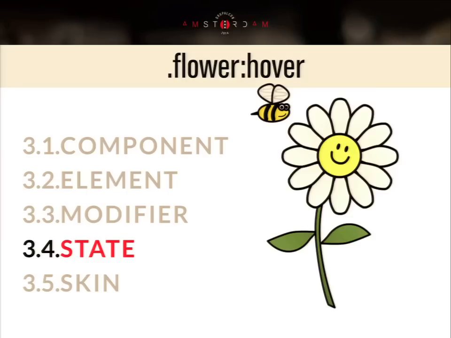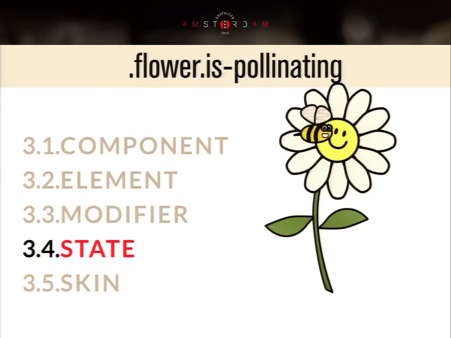In this case, this is when your mouse is hovering over it. The state is actually, there's a couple of different ways that you can have state. This is a mouse state. You can also have a JavaScript state, so like some JavaScript sort of applies this extra is-pollinating class to your components.